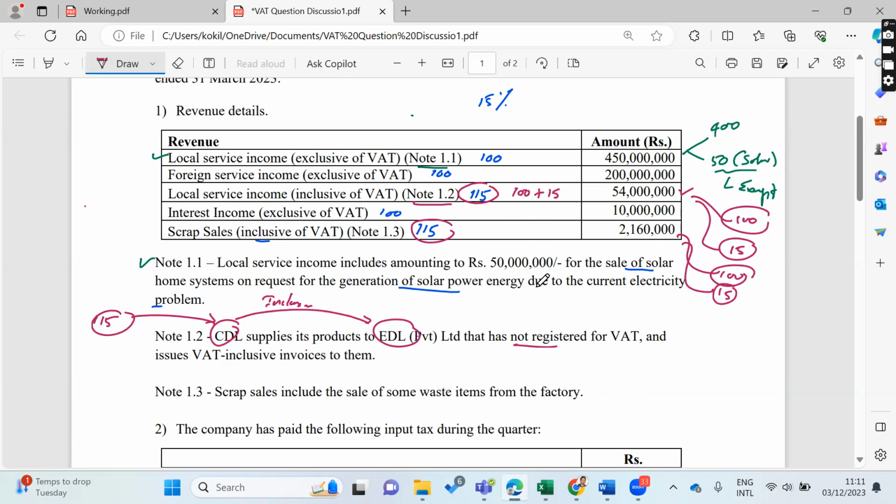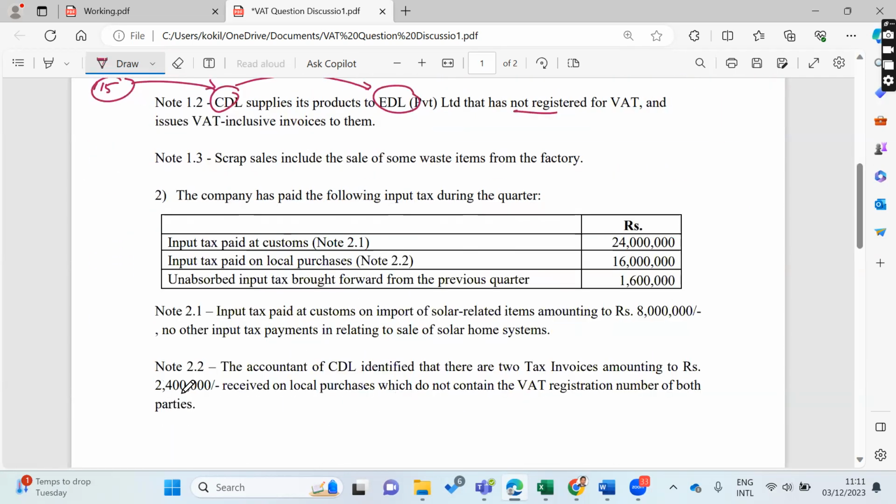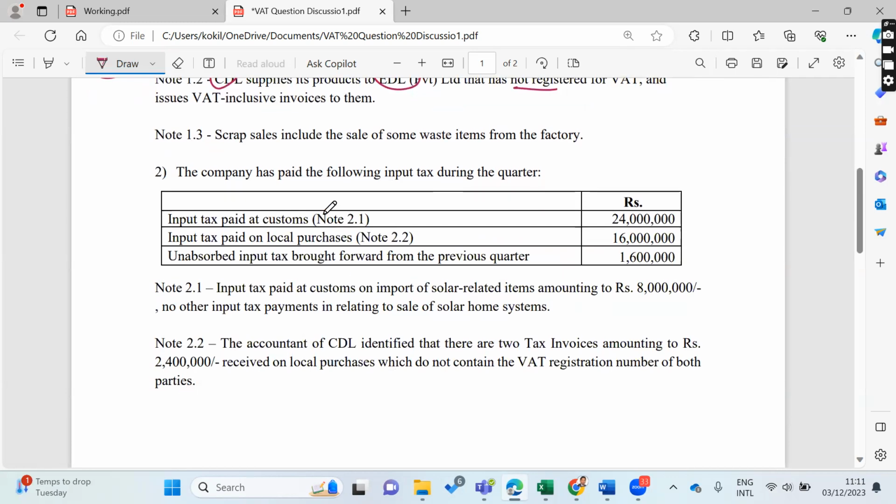We'll do that. All right. Then the next: Company has paid the following input tax.